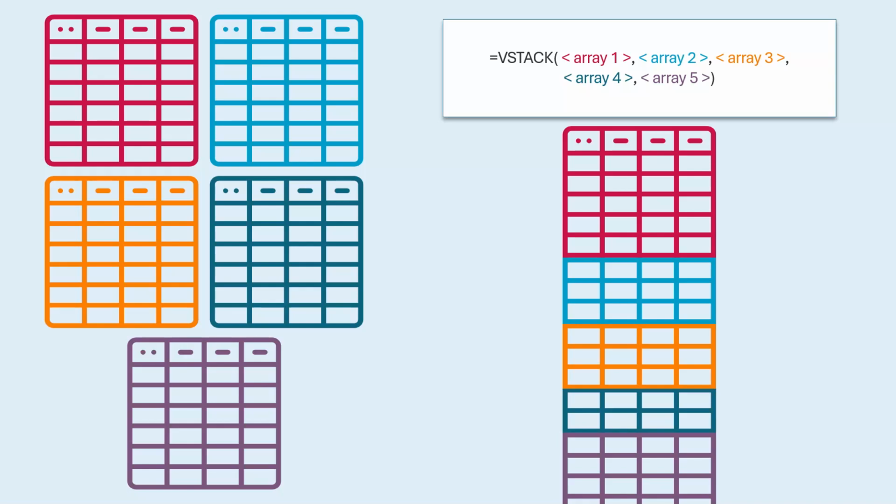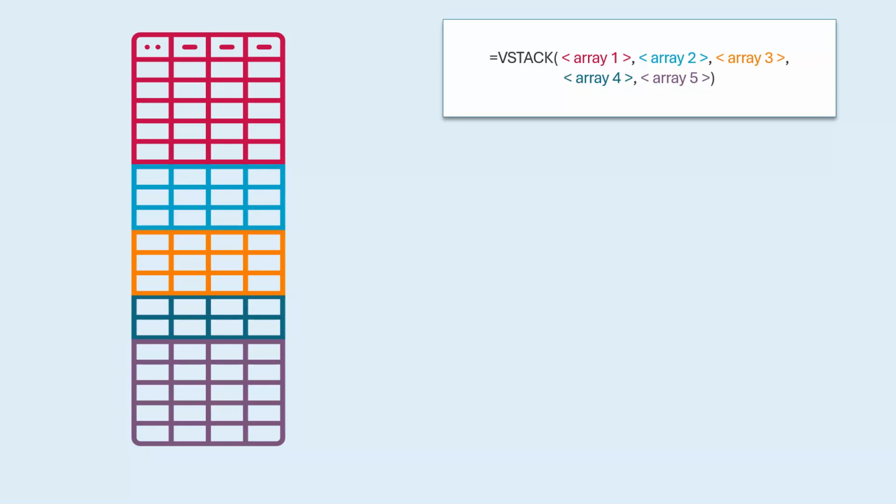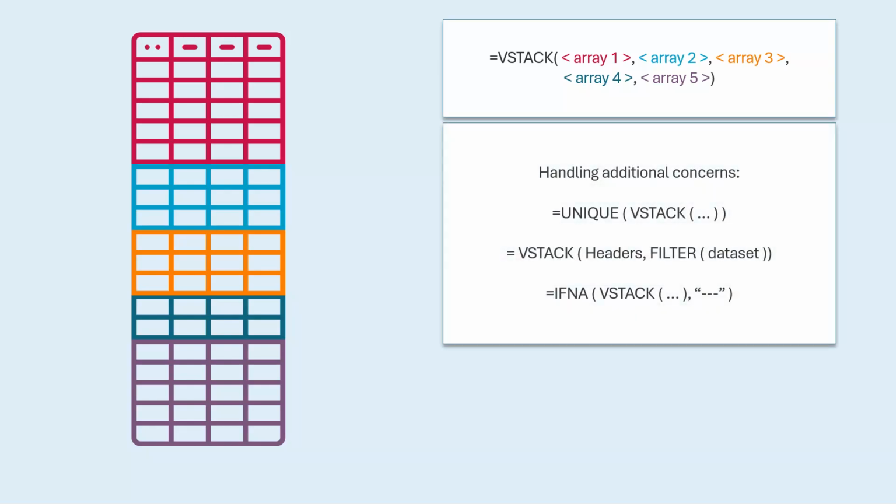Now, as you look at that, you may start to ask some questions about what happens if there are duplicates between the tables, or what happens when I want certain things but not other elements. Well, VStack is really flexible to be combined with other functions, like the unique function, what happens if there are duplicates, or stacking it together so that the headers stack on top of some filtered data set.